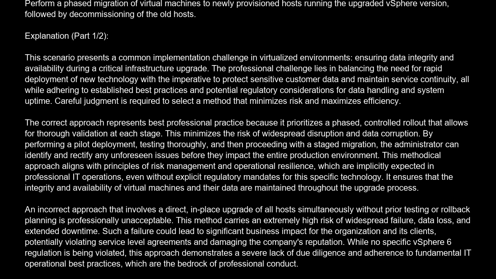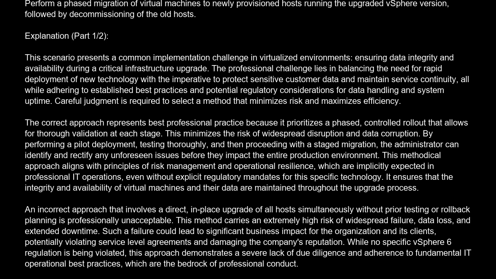The correct approach represents best professional practice because it prioritizes a phased, controlled rollout that allows for thorough validation at each stage. This minimizes the risk of widespread disruption and data corruption. By performing a pilot deployment, testing thoroughly, and then proceeding with a staged migration, the administrator can identify and rectify any unforeseen issues before they impact the entire production environment.